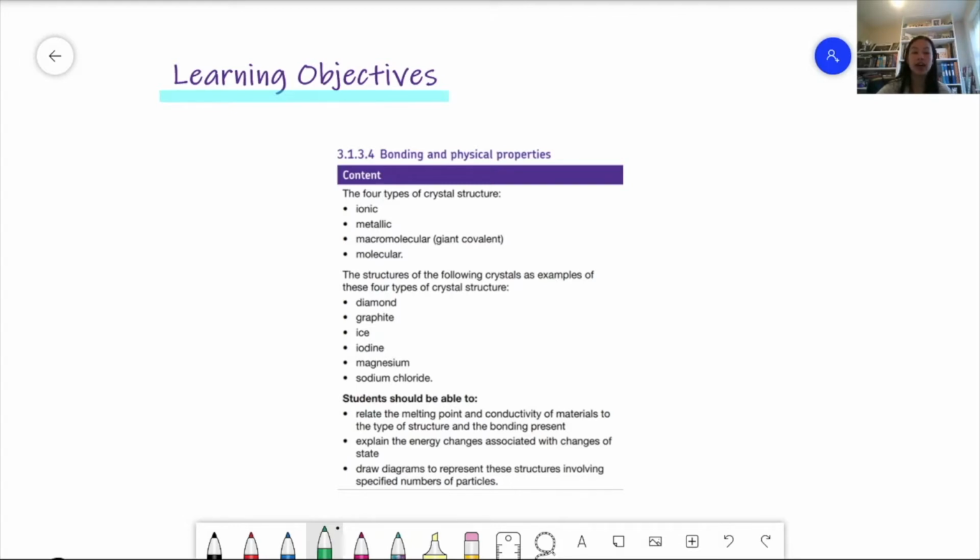And we're also going to look at how to relate the melting point and conductivity of materials to the type of structure and bonding. Also to explain the energy changes associated with changes of state, and also to be able to draw diagrams to represent these structures involving specified numbers of particles depending on the question.